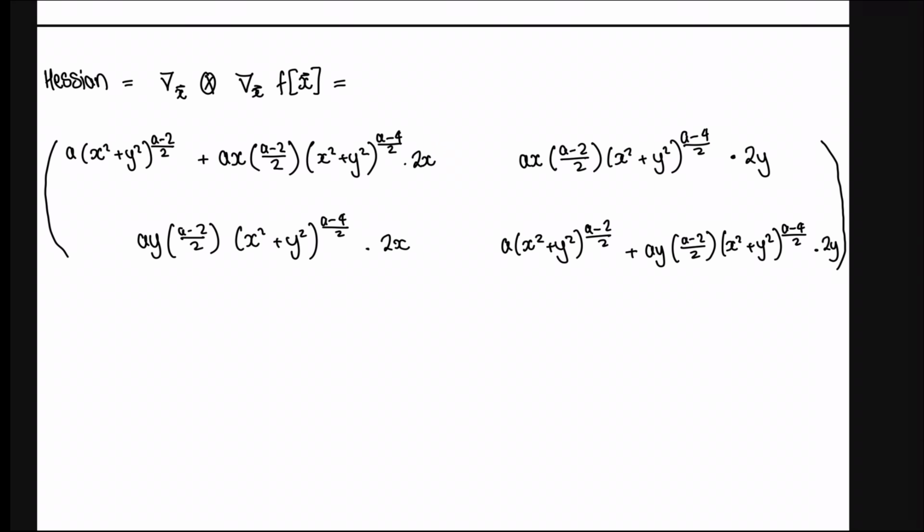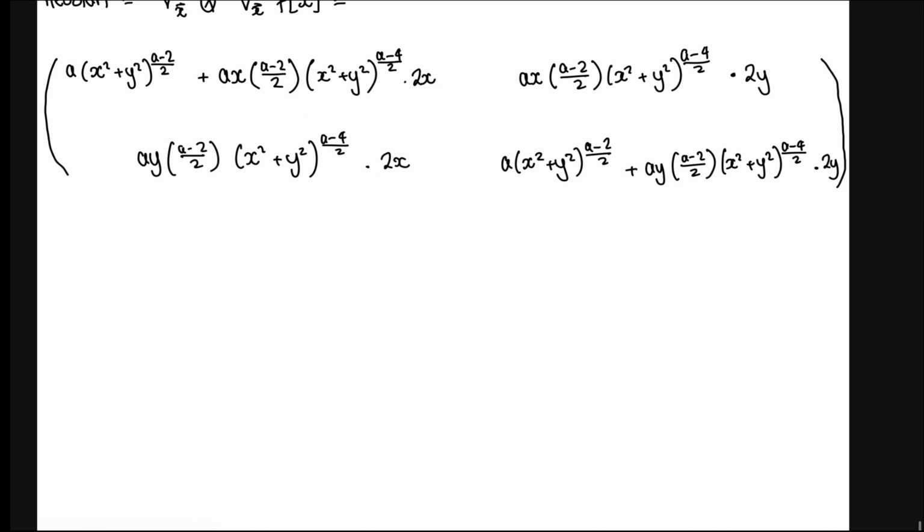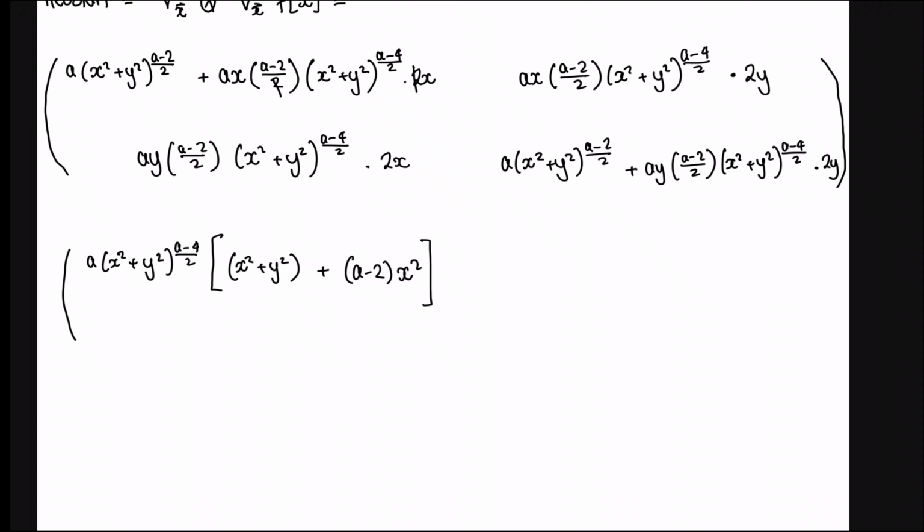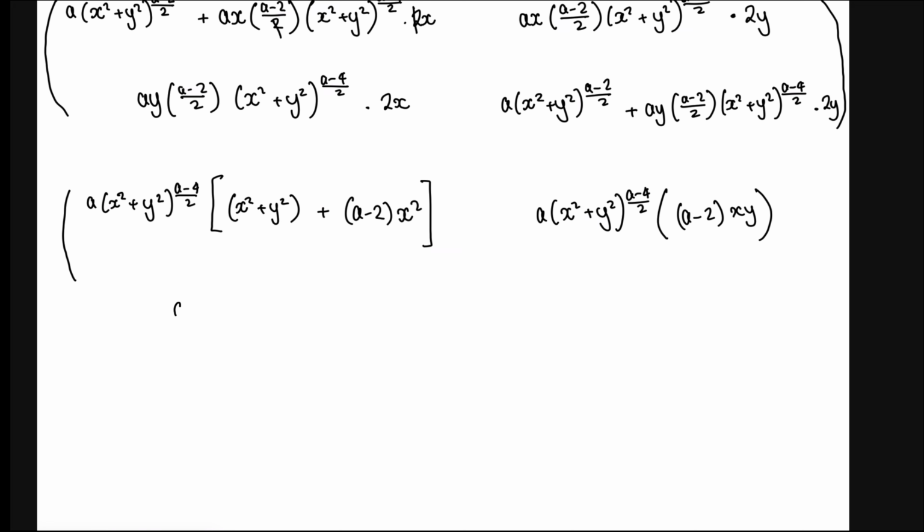Cool. If we now begin to simplify this, what I will do is factorize out x squared plus y squared to the power of (a minus 4) over 2. What that will leave behind is x squared plus y squared over here, and over here it just leaves behind (a minus 2) x squared, because that 2 and that 2 cancel out. Cool, hopefully you can see that. Over here, if we take out the same thing, we are left behind with (a minus 2)xy, and that's going to be the exact same over here.